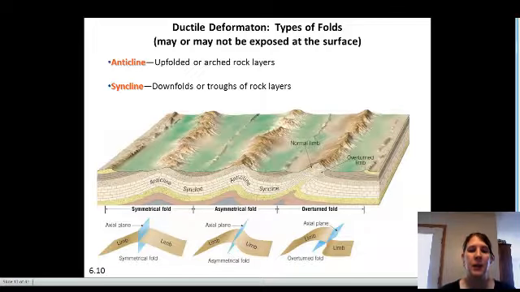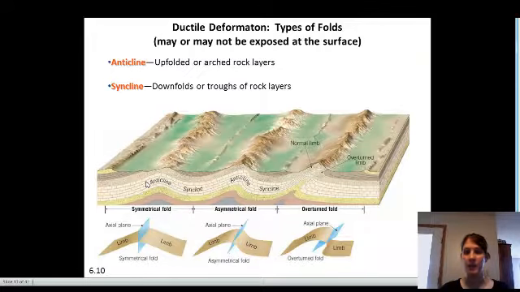Folds may or may not be exposed at the Earth's surface, but when we talk about folds, we have to be able to describe the sections of a fold. So geologists typically use two general terms, anticline and syncline. An anticline is the upfold of the rock layer, and synclines are the downfold, or the troughs of rock layers. If you look at this image, the portion where the rocks got shoved up is the anticline, and the portion where it kind of warped down is the syncline. So you typically have pairings of multiple anticlines and synclines.